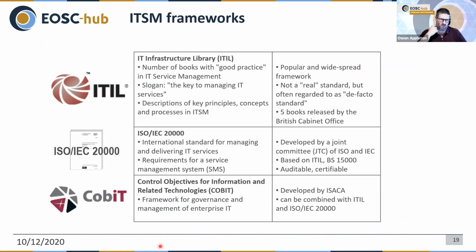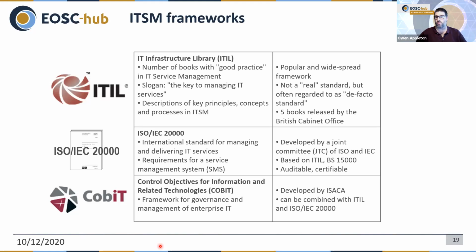We'll leave the bottom one because this is IT governance and this is slightly out of scope. But the two probably biggest approaches to managing IT services are ITIL, the IT Infrastructure Library, and ISO IEC 20000, which is an international standard from ISO, the International Organization for Standardization. These two are actually related. ISO 20000 was based on ITIL.